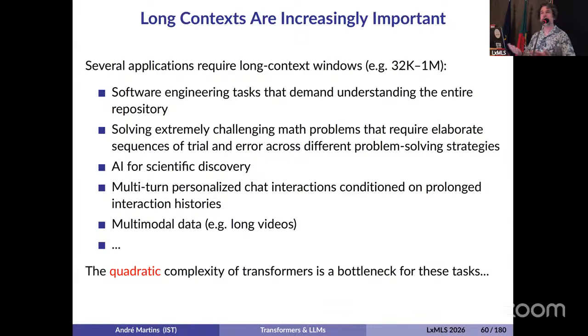If you want to use AI for scientific discovery, the same. If you want to condition on personalized chat interactions on very long histories, you are also going to have this problem. If you want to deal with multimodal data, for example, if you want to condition on long videos, representing videos as tokens consumes a lot of tokens. So if you want to use transformers, you need ways to overcome these problems.